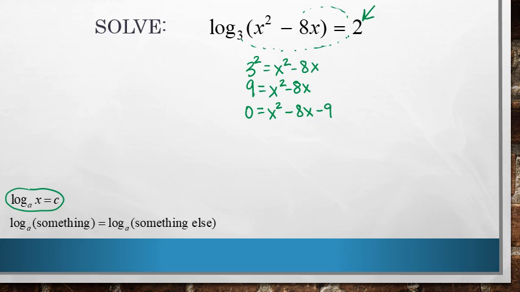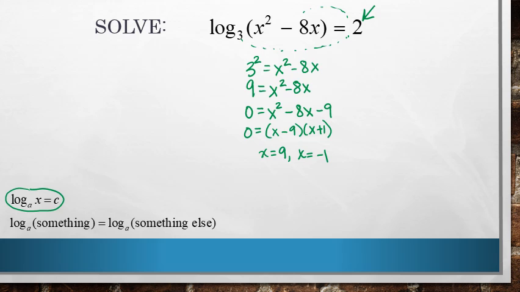And now I'll see if I can either factor this or use the quadratic formula. And I believe this can be factored. So this becomes (x minus 9) times (x plus 1). So I get for my solutions that x equals 9 or x equals negative 1.